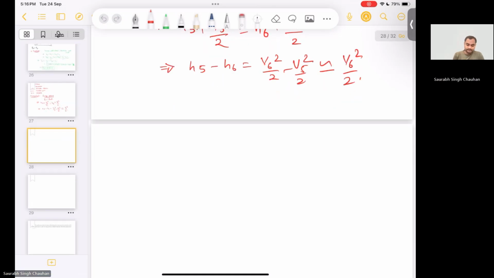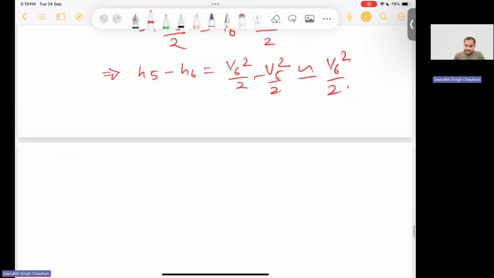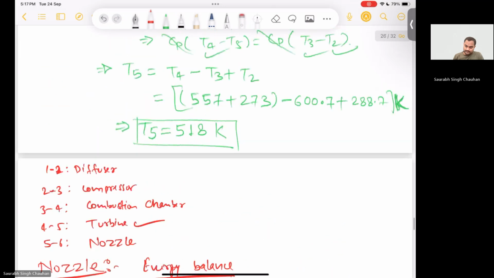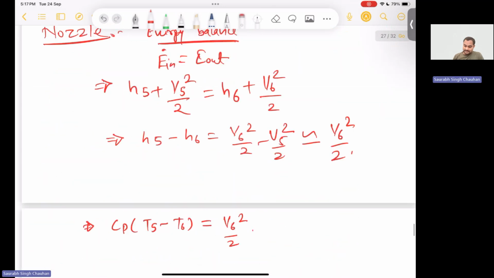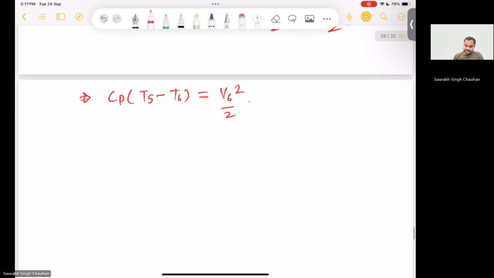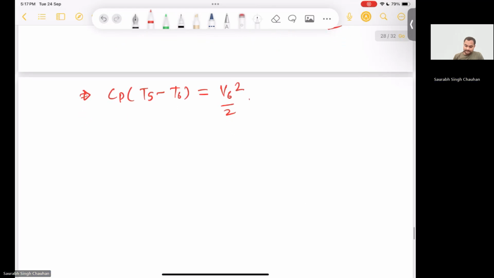And this H values can be written in terms of temperature. So Cp times (T5 minus T6) equals V6 square by 2. T5 we already know, T6 we need to find. Cp we have, T5 we have, we need to find T6.